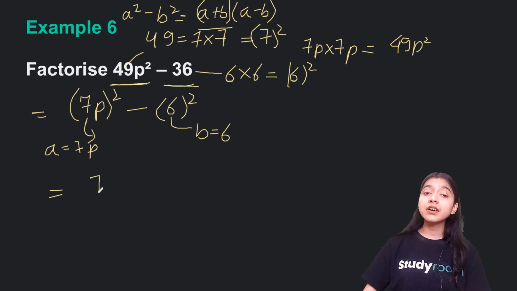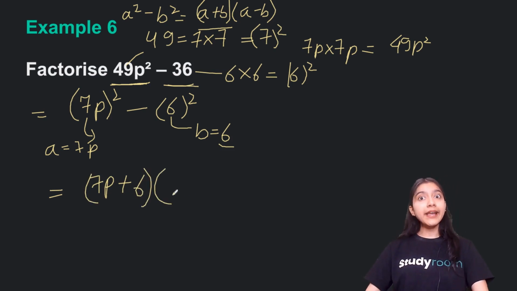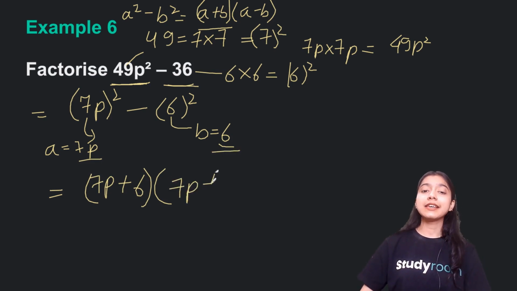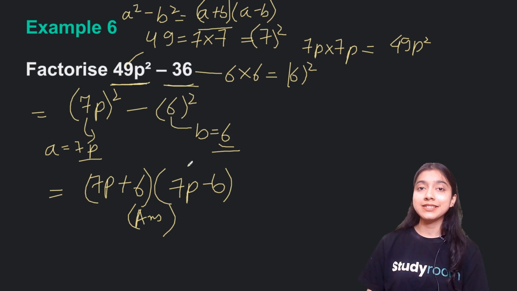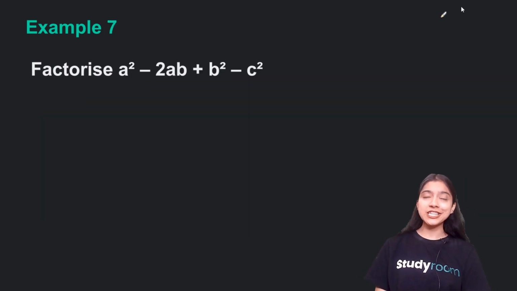So A over here is 7p. It will be added to B. Over here is 6. So 7p plus 6 whole multiplied with A minus B. A over here is again 7p. And then minus B, which is 6. So our answer will be 7p plus 6 whole multiplied with 7p minus 6. Moving on to the next problem.